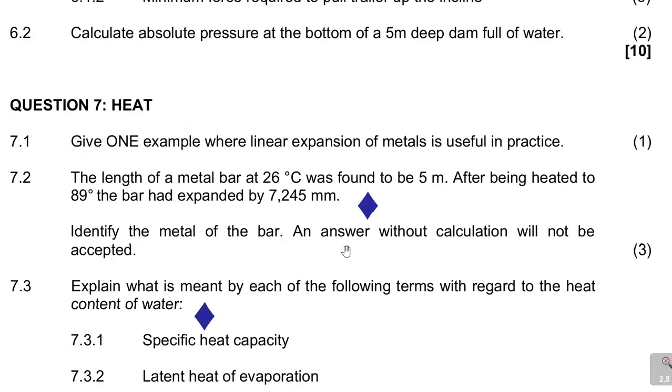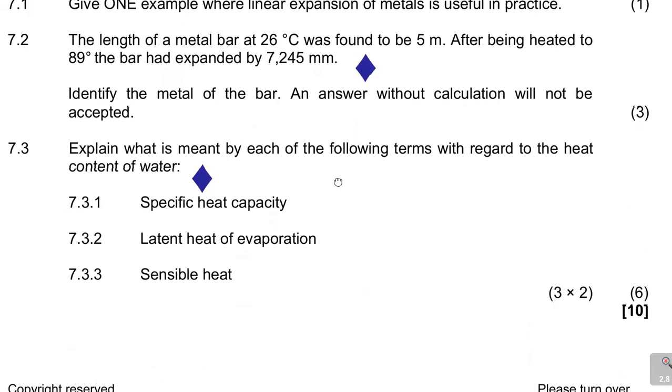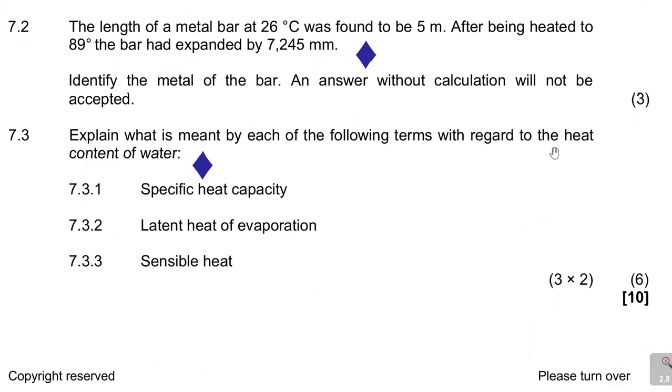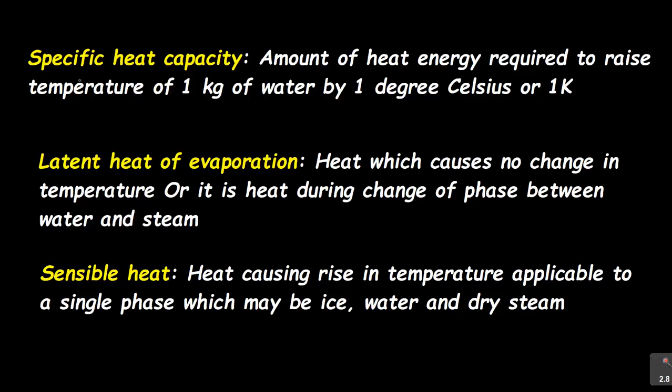Question 7.3 says, explain what is meant by each of the following terms with regard to the heat content of water. So water is the kind of the guide in these definitions. The first one is 7.3.1, the specific heat capacity. What is the specific heat capacity? 7.3.2, what is the latent heat of evaporation? 7.3.3, what is the sensible heat? So you are getting 2 marks each, to a total of 6. So I just provided them in a simpler way so that you can look at them.